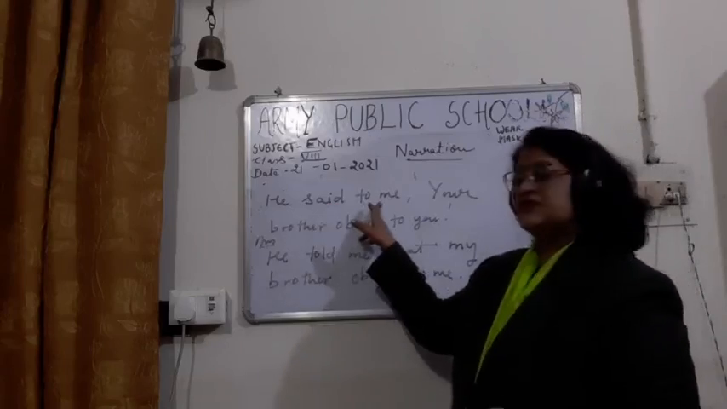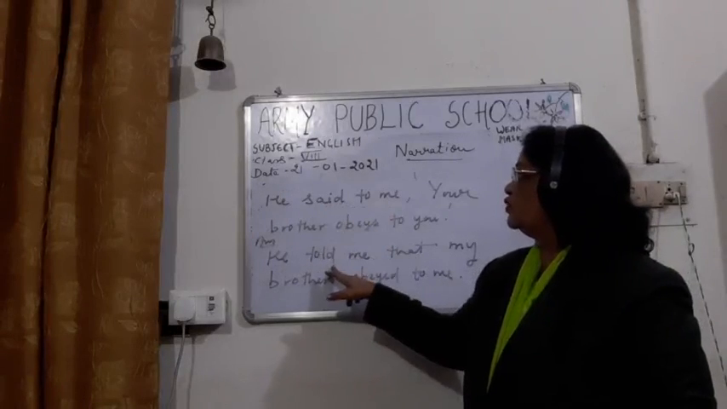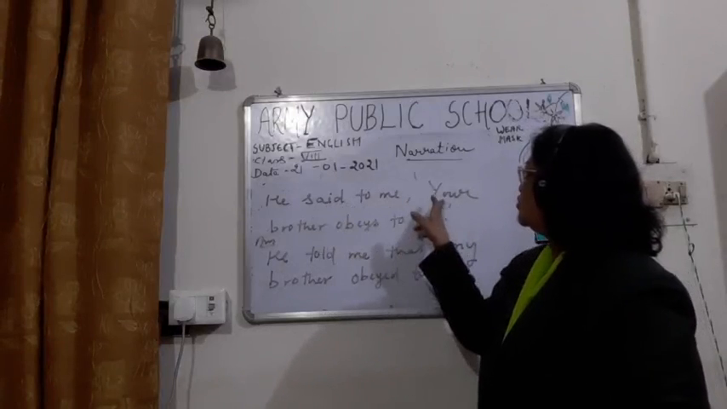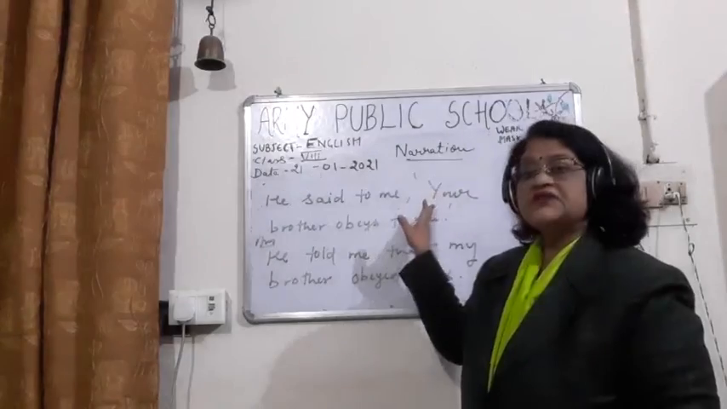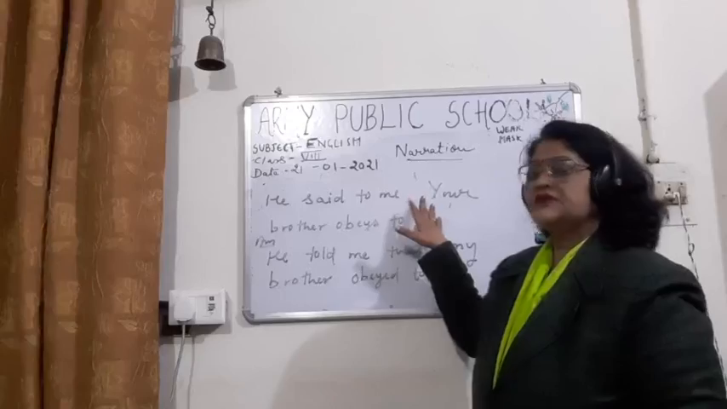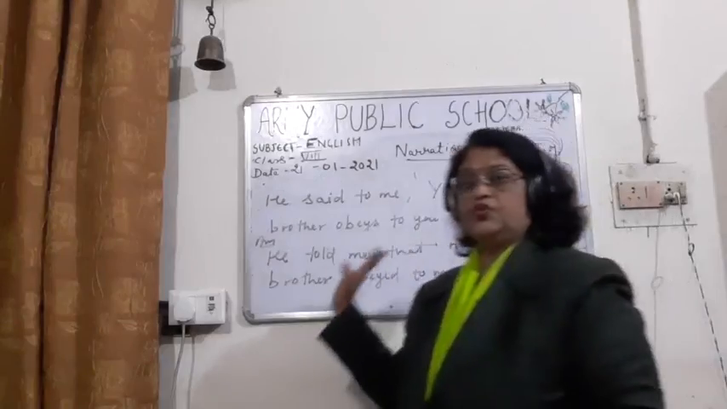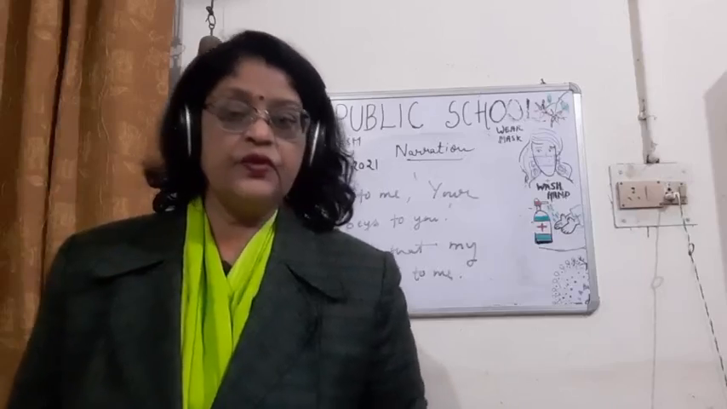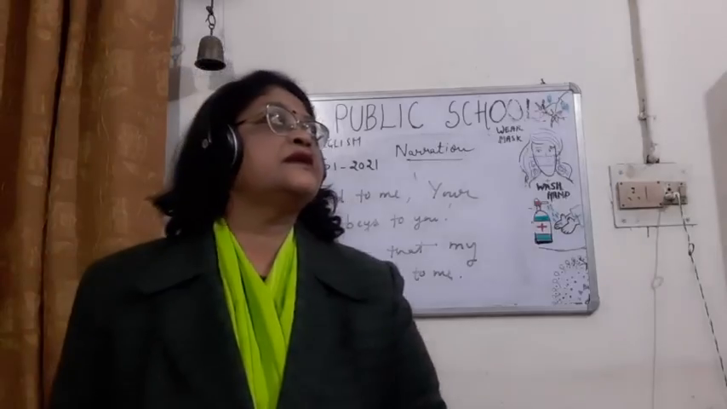Now he said to me, this is the reporting part and the object is there. So said will change into told. He told me. Then that. Your will be changed. Your is the second person. The second person changes according to the object. If the first person is there, it will be changed according to the subject. But here the second person is there, so it will change according to the object. Your brother obeyed to you. Obeyed to me. Okay. So this is the way we have to change the tenses.